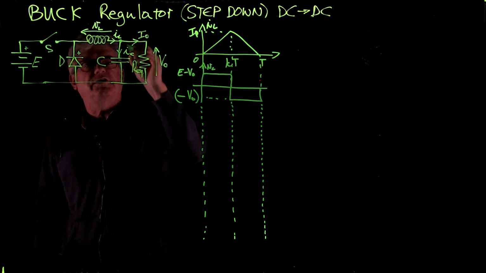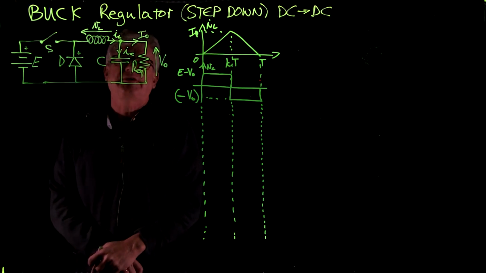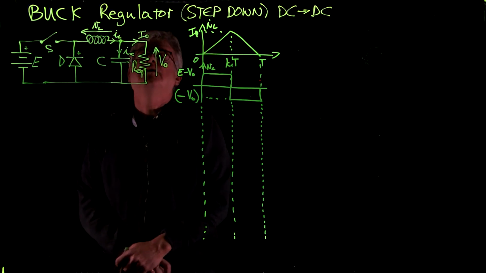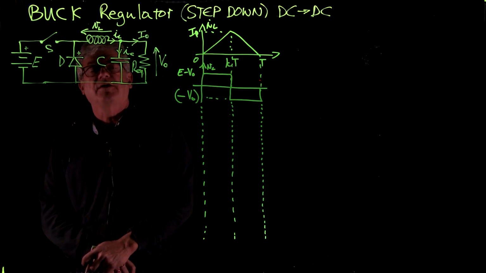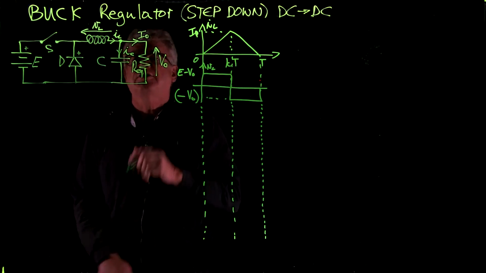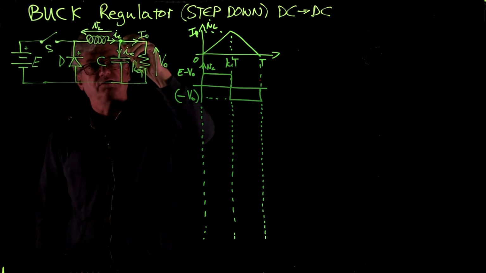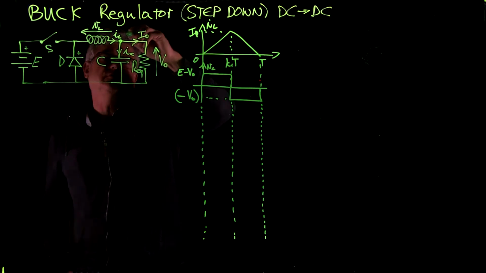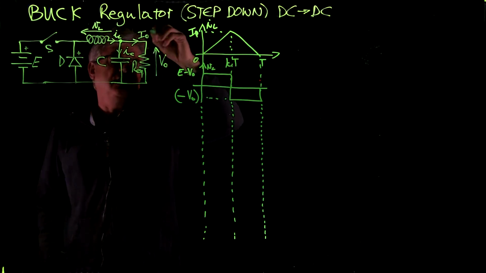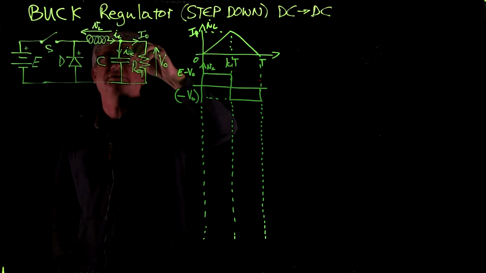Consider this node here where the inductor and the capacitor and the load are connected. Now, according to Kirchhoff's current law, the current flowing towards this junction equals the current flowing away from the junction. So that means IL is equal to I out plus IC.